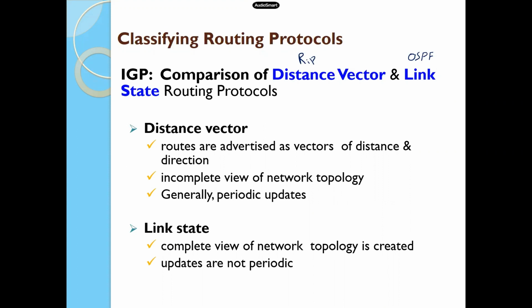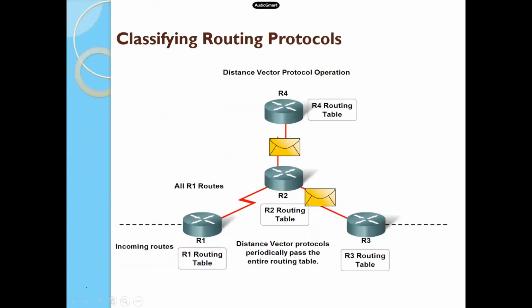So keep that in mind. Distance vector: periodic updates and incomplete view. Link state: complete view and not periodic. So keep that in mind.